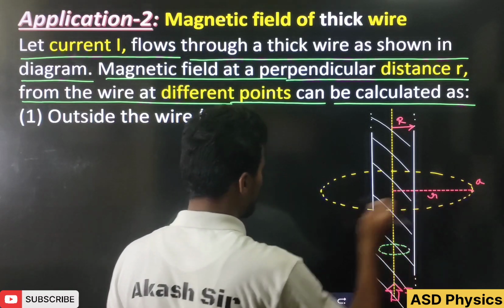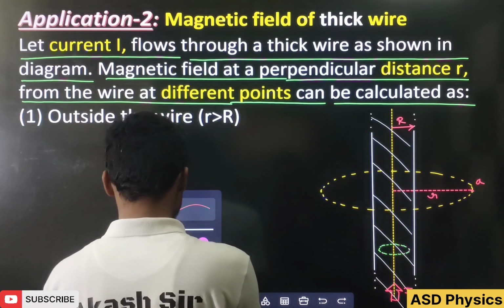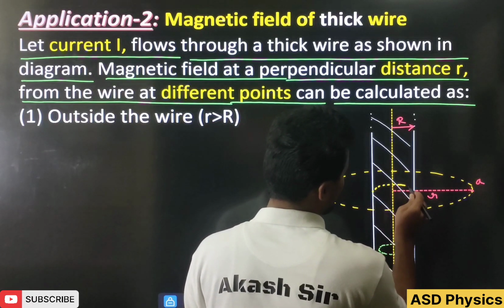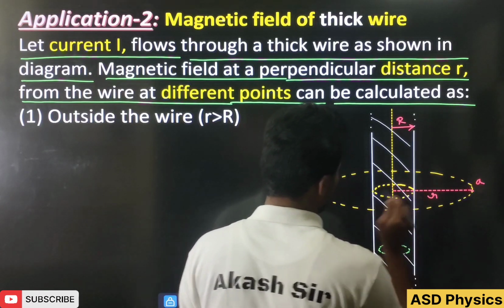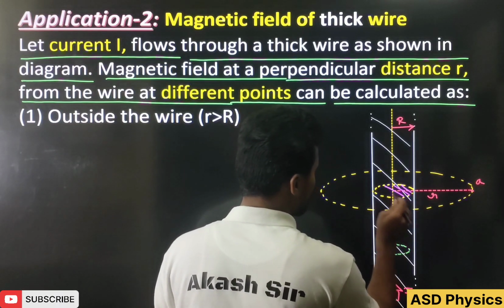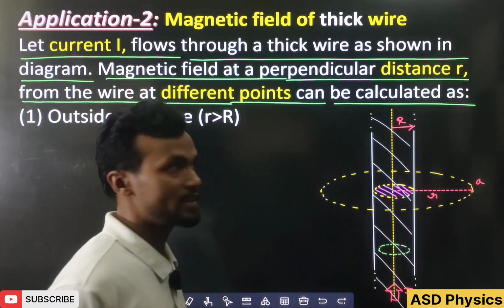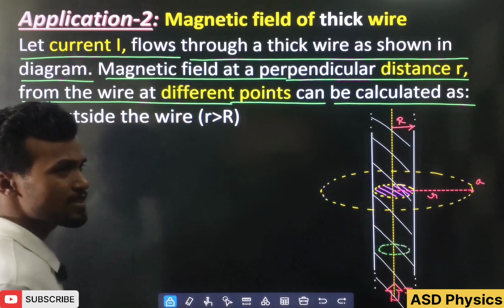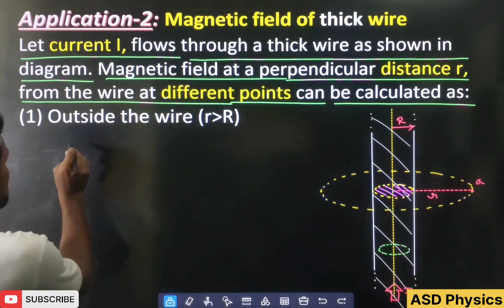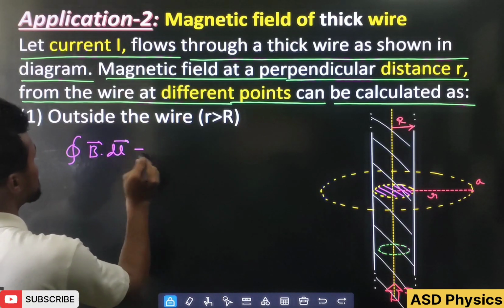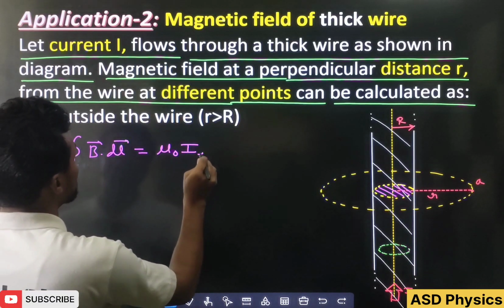Here you can see the observation point is outside. If I talk about the area of cross section, the area of cross section will be like this. And for the current, we have to take the enclosed current. That means the area of cross section will be complete. So if I want to calculate the magnetic field outside the wire, the basic is the same as for a thin wire.